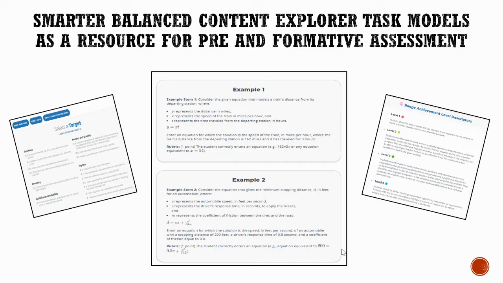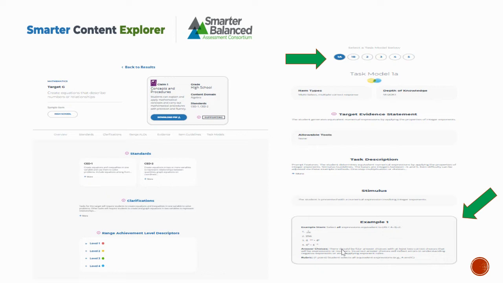Additionally, we can now go deeper into the Content Explorer to find all kinds of task models and examples which we can use for pre-informative assessment or that help inform creating our own. Once again, using handout number 7, Smarter Balanced Content Explorer Navigation, complete all the steps listed on the navigation handout.